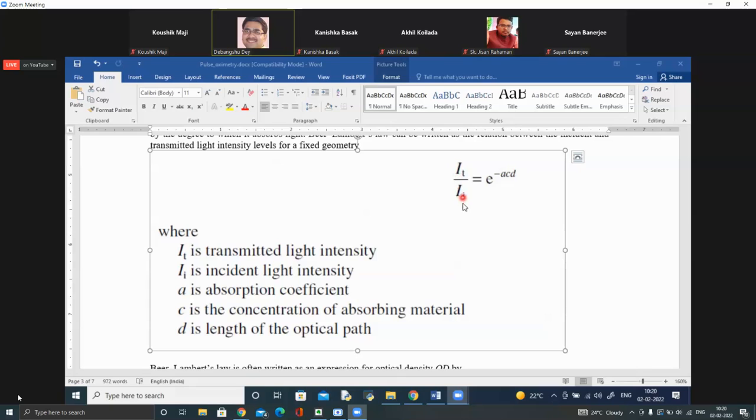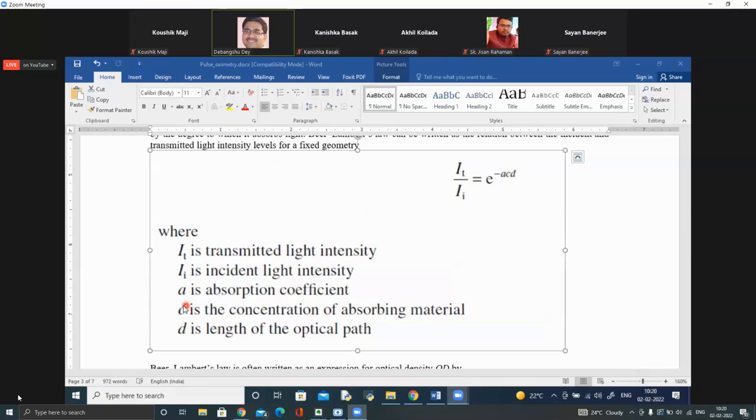So that relation, from experimental validation, has been found to be an exponential. That is, IT is I into e to the power minus something. The curve actually looks like an exponentially decaying curve. Here IT is the transmitted light, I is the incident light, A is the absorption coefficient, C is the concentration of absorbing material, that is C is the point of interest here.